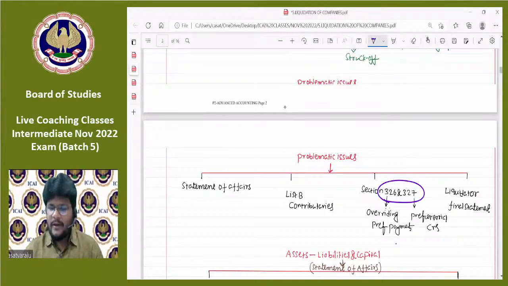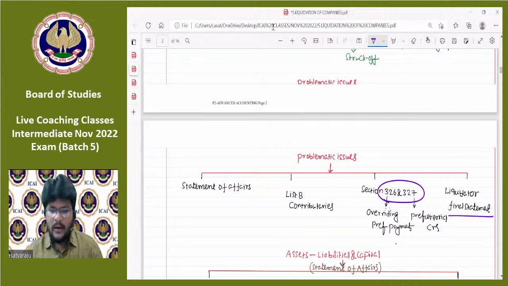Then we also saw part of the problems related to the liquidator final statement. We are not seeing a direct problem on the liquidator final statement. Regarding settlement to various parties in the liquidator final statement, we will see how to calculate the liquidator remuneration, and how to distribute cash among the equity shareholders when they have different paid up values and the face value is the same.